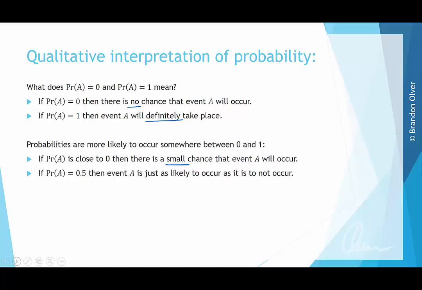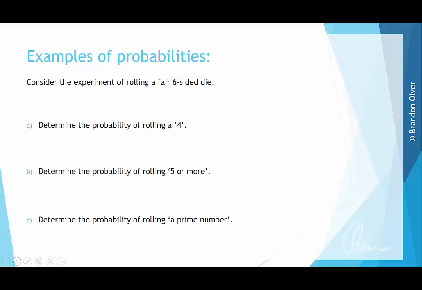Alright, so that's really embodied when you flip a coin. You've got a 50% chance of getting a head and a 50% chance of not getting a head, which would be getting a tail. Finally, if your probability for the event A is close to 1, then there is a large chance that A will occur. So now we want to have a look at some probabilities.